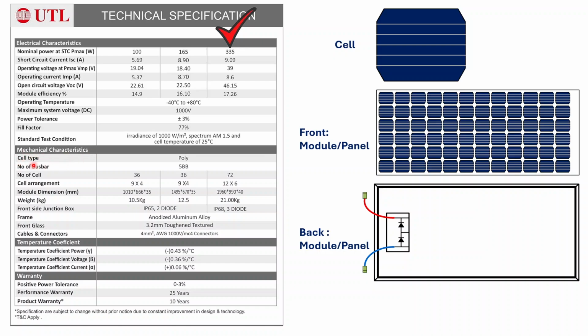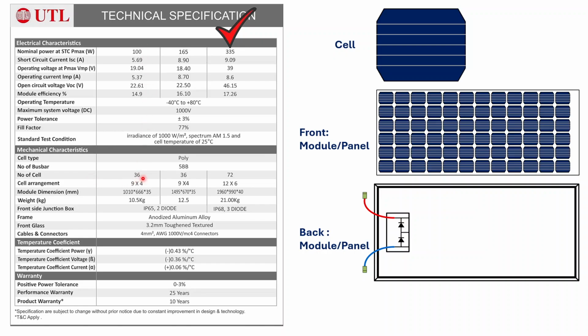Next one is the mechanical characteristics. So cell type. This one is called a cell. This is the most basic unit of a solar panel. These solar panels from UTL are made from poly, meaning polycrystalline materials. Next one is number of bus bars, written as 5 BB. That means there are 5 bus bars in each cell for carrying the current, so that it can pass from one cell to another cell. Next one is the number of cells.